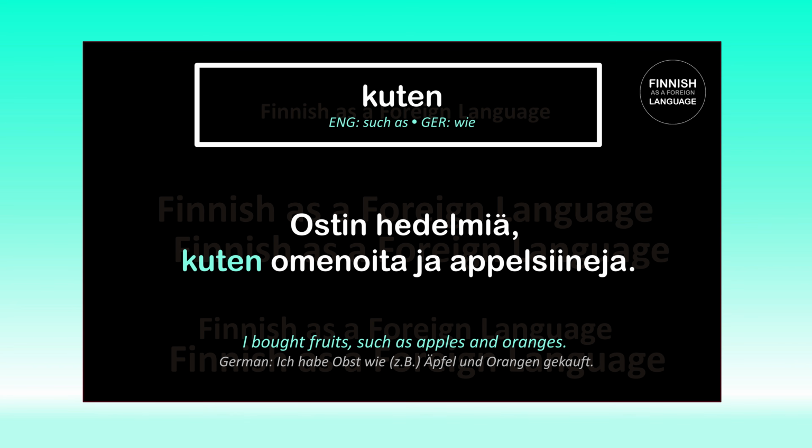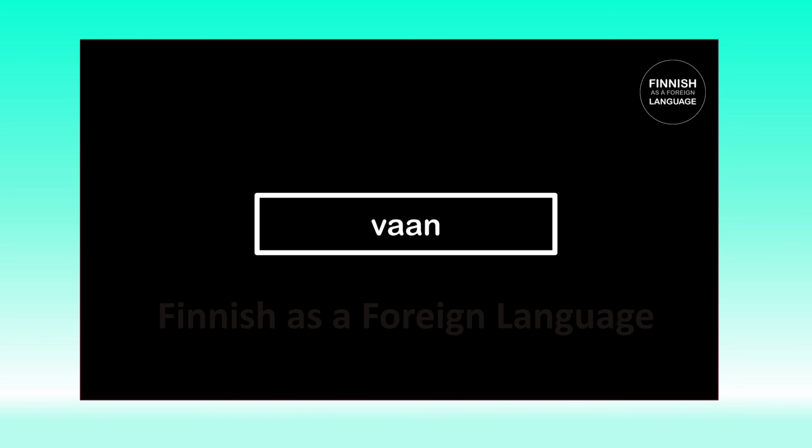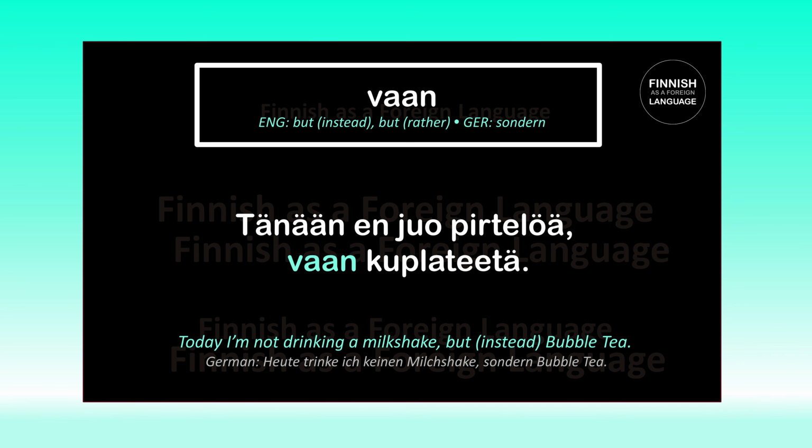I bought fruits such as apples and oranges. Next one is vaan, meaning but instead or but rather. For example, tänään en juo pirtelöä, vaan kuplateetä means today I'm not drinking a milkshake, but bubble tea.